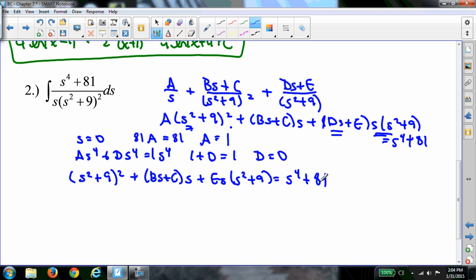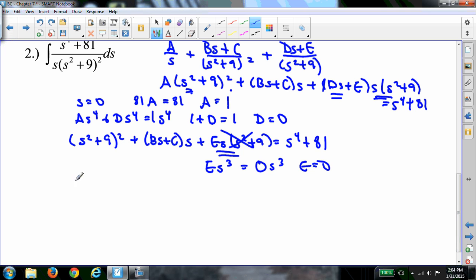Okay, so let's see here. Let's do our s cubed terms, because I only see one s cubed term. E s cubed has to equal, there's no s cubed on the other side. So e equals 0. Then if I look at my s squared terms, if I multiply this out, I'm going to have s to the 4th plus 18s squared plus 81 plus bs squared plus cs equals s to the 4th plus 81.